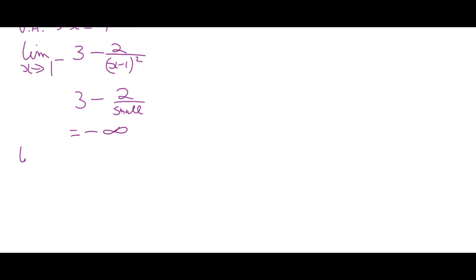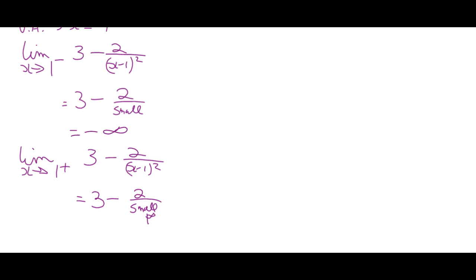What's going to happen as we approach 1 from above? The exact same thing, right? Because it's still going to give us 3 minus 2 over a small positive, which is negative infinity. Now, had that just been an x minus 1, then we would have had a positive infinity and a negative infinity, right? The sign would have changed.